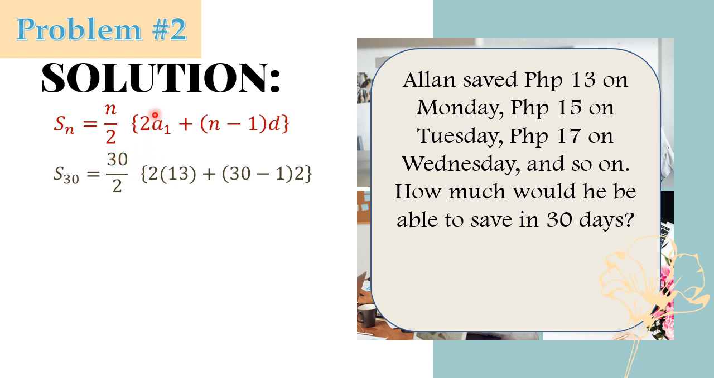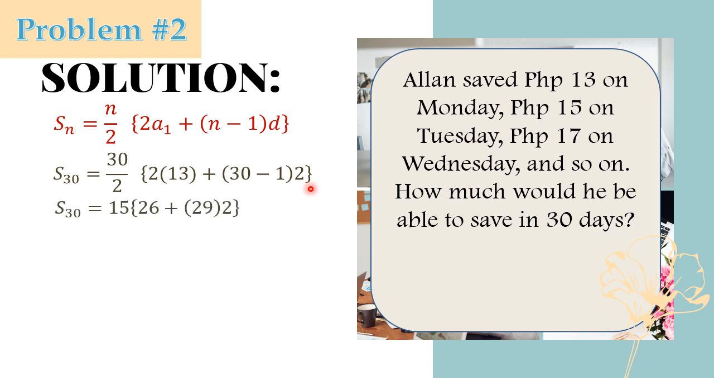And then a sub 1, which is 13 pesos, is given here in the problem. n is 30 again, and the common difference is 2. So how did we get the 2? We simply subtract 15 minus 13 or 17 minus 15, and that is 2.